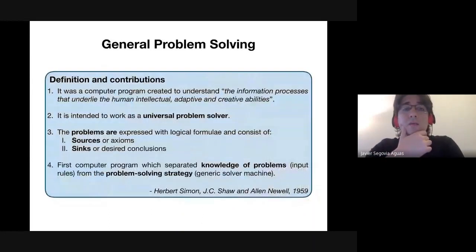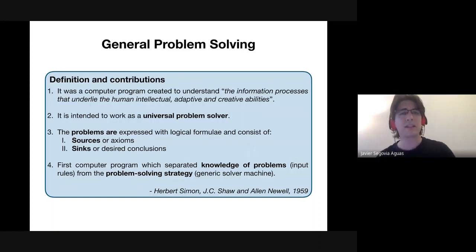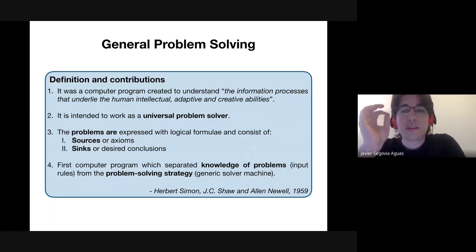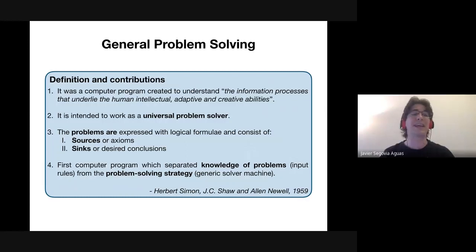So if we go back to the roots of planning, maybe the first paper that we find with what we understand right now as planning is General Problem Solver by Herbert Simon, J.C. Shaw, and Allen Newell in '59, where they created a computer program to understand the information processes that underlie human intellectual, adaptive, and creative abilities. So what they wanted to create is a kind of program that can imitate the human thinking process.